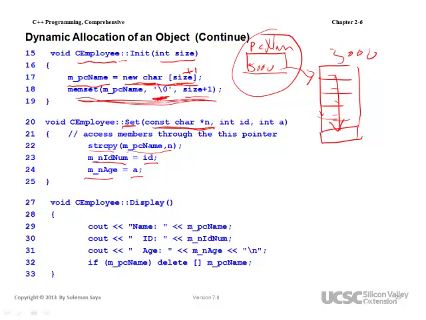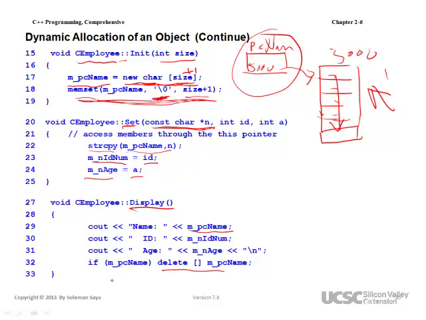And then at line number 27, I have a display function starting. In this display function, basically it will be reading the data from the memory and displaying it on the screen. So it will display whatever the data is about the name, and then the ID and age. And then at line number 32, after displaying it, I am deleting this array right here.